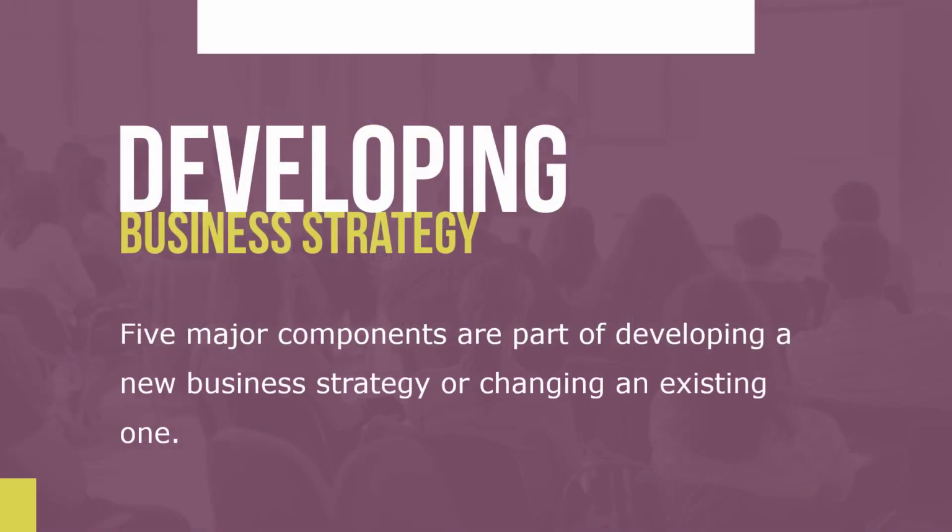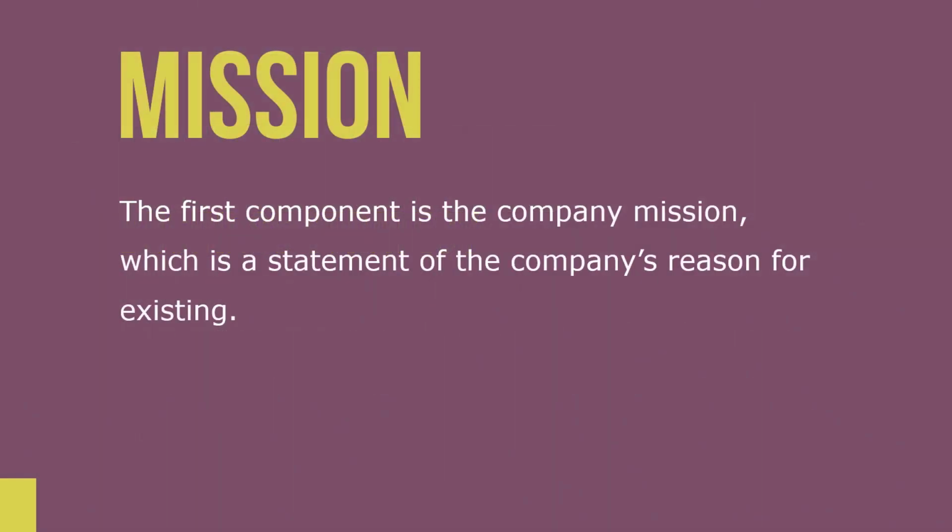Five major components are part of developing a new business strategy or changing an existing one. The first component is the company's mission, which is a statement of the company's reason for existing. Company missions vary, but they typically include information on the customer served, why the company exists, what the company does, the value received by customers, and the technology used.